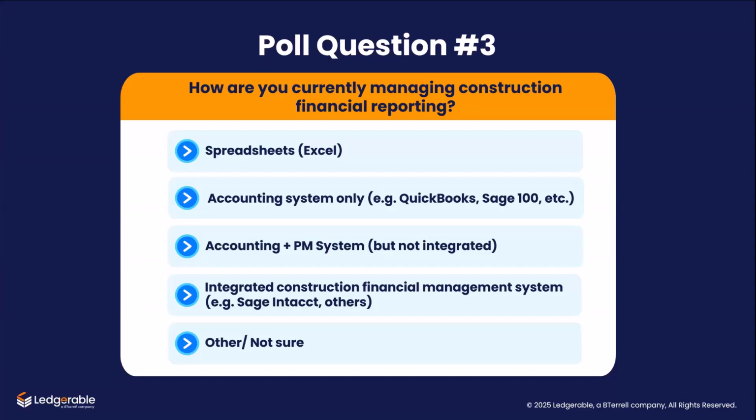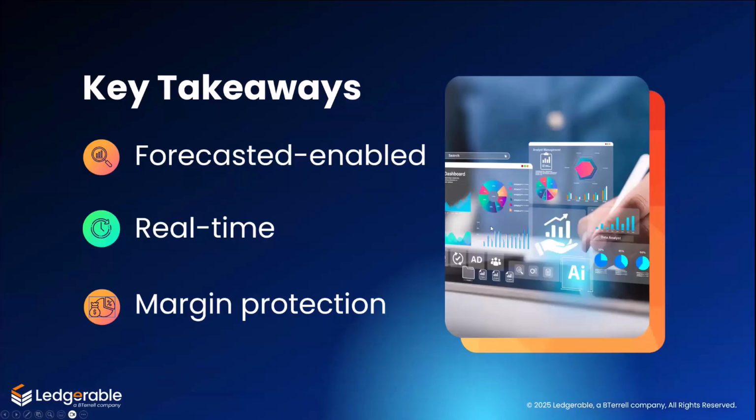And what we typically see is that many contractors are still in the stage of using spreadsheets or running disconnected systems. And that's usually where the problems come from. When your tools don't talk to each other, your reports lag behind reality. And thank you for the answers there. And that's why the KPIs we're covering today matter so much. They rely on integrated, real-time data so that you can make decisions while the job is still active, not weeks later.